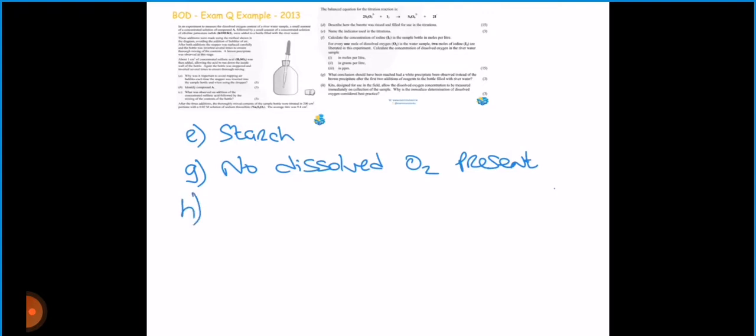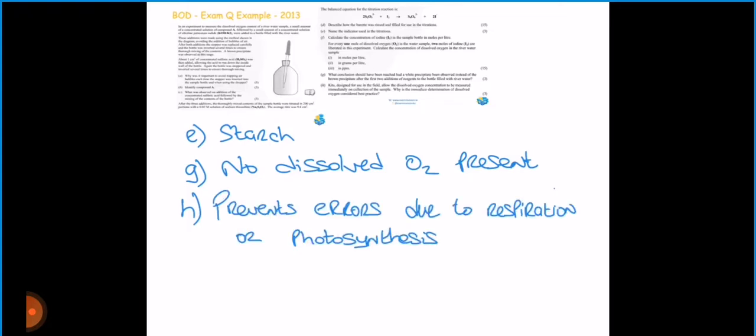Part H then asks you, kits designed for use in the field allow the dissolved oxygen concentration to be measured immediately on collection of the sample. Why is the immediate determination of dissolved oxygen considered best practice? And the answer to that is it prevents errors due to respiration and photosynthesis, as respiration may occur due to bacteria present in the water, or photosynthesis may occur due to maybe some plant parts getting into the water upon collection. So now let's look at part F and do the calculation.